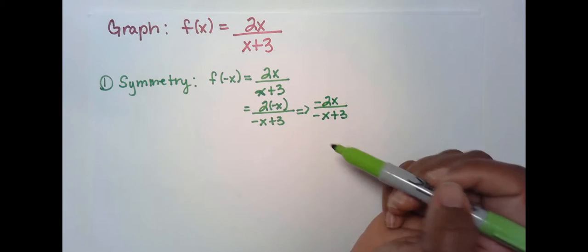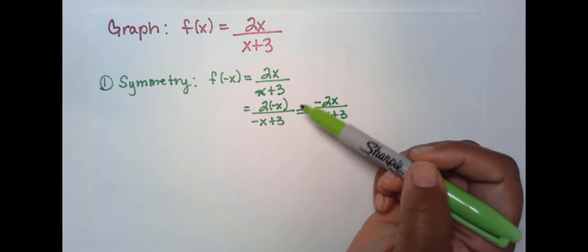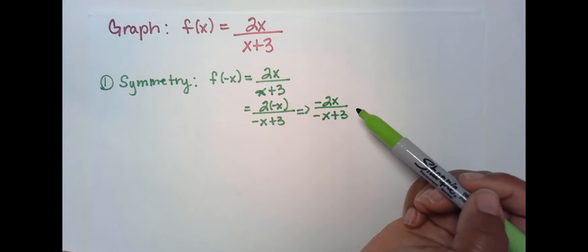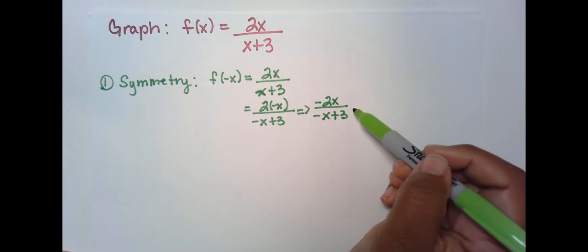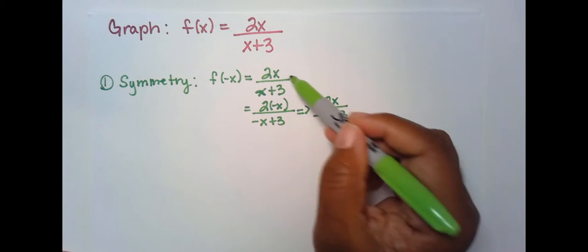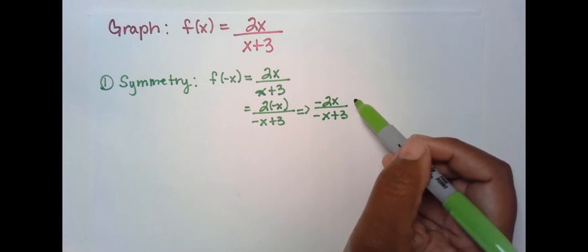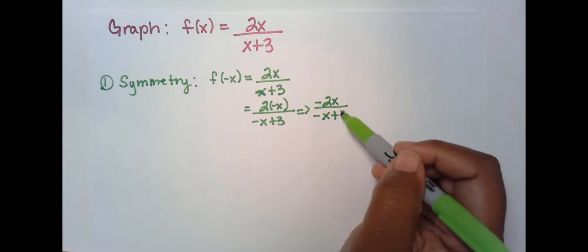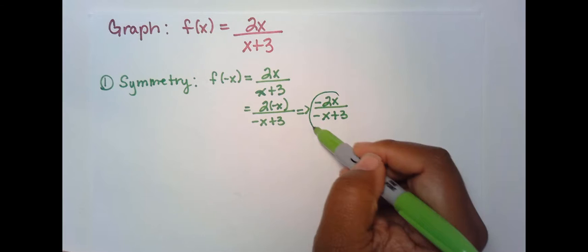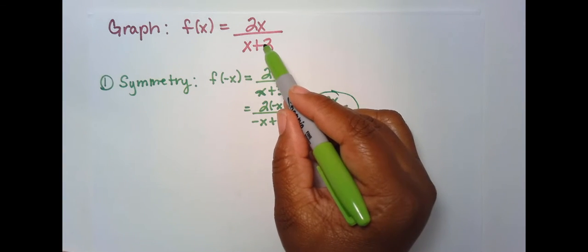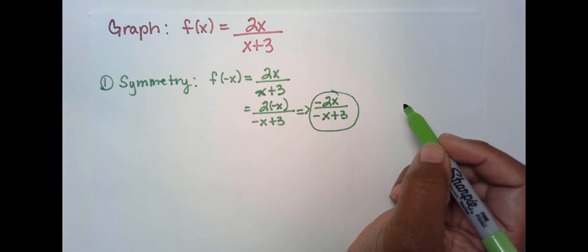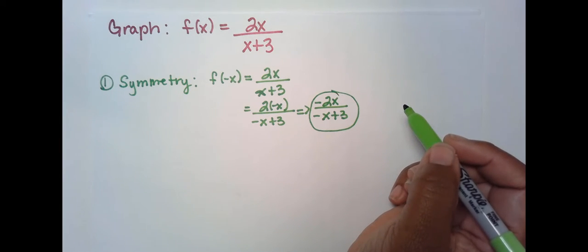Now, to determine if this function has a y-axis symmetry, we want our functions to match. So when we replace x with negative x, I want this solution to look exactly like the original function, and it does not. So we do not have a y-axis symmetry.